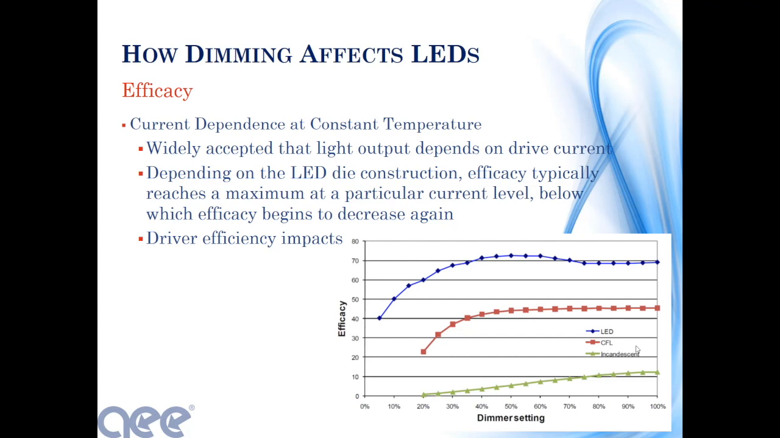So look at the efficacy on the y-axis, and so we have an LED, CFL, and an incandescent bulb. And as we, the more we dim, the lower it goes. So depending on the LED die construction, the efficacy typically reaches a maximum at a particular current level. And then below that, efficacy begins to decrease. So there's always this sweet spot there. But as far as dimming is concerned, efficacy is something that is affected.